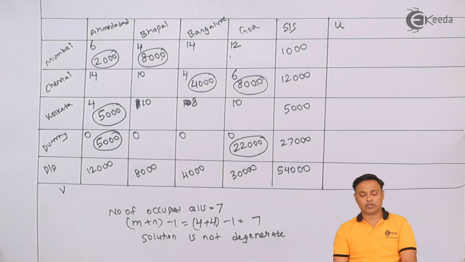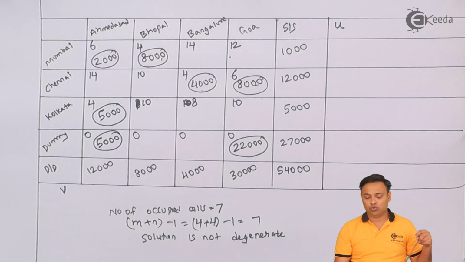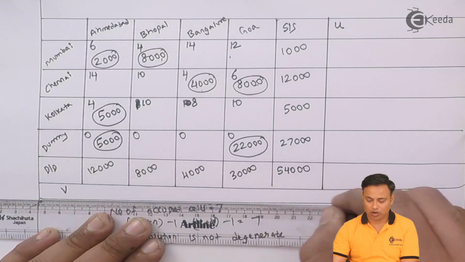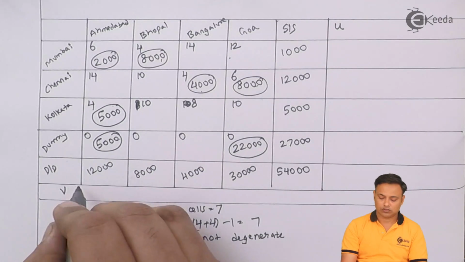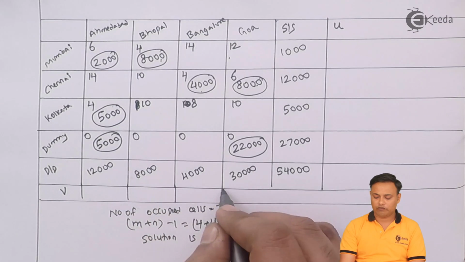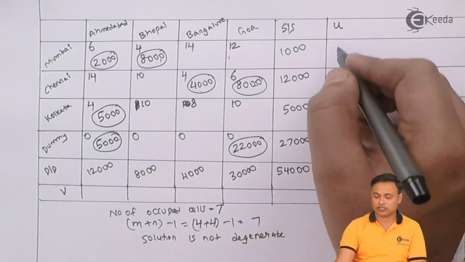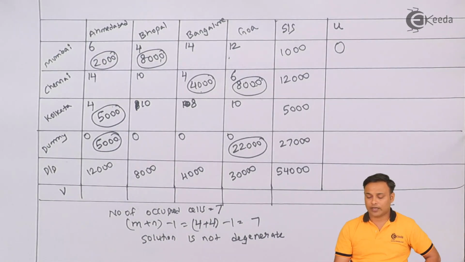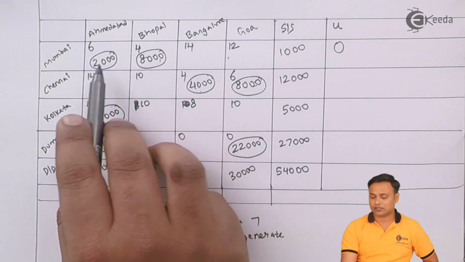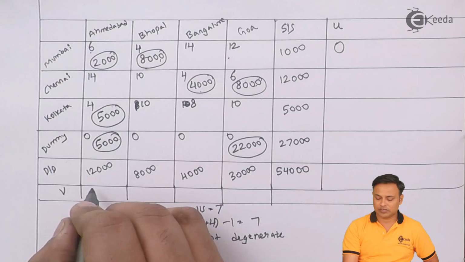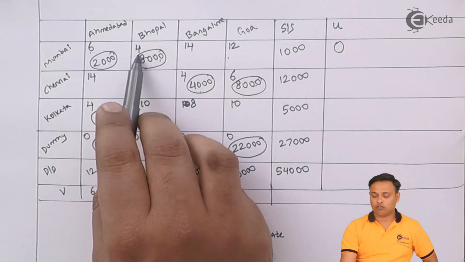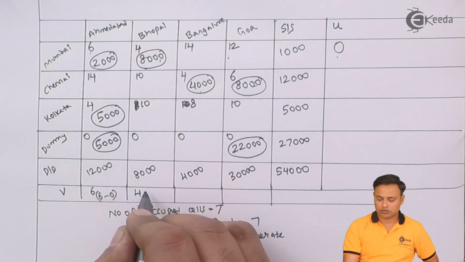Now what we are supposed to do, we are supposed to calculate the U and the V values to test the optimality of the solution. So let's try to calculate the U and the V values. Now we'll introduce a 0 at the initial stage. Here is my 0 against the first row. In the first row we have got 2 occupied cells. So 6 minus 0 will be 6 and 4 minus 0 will be 4.